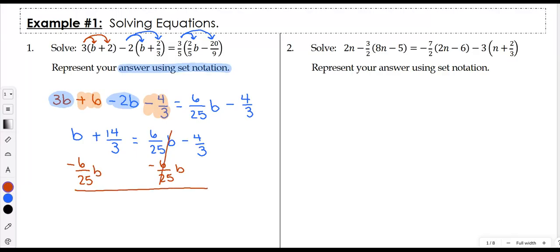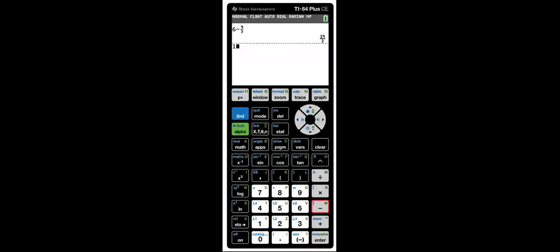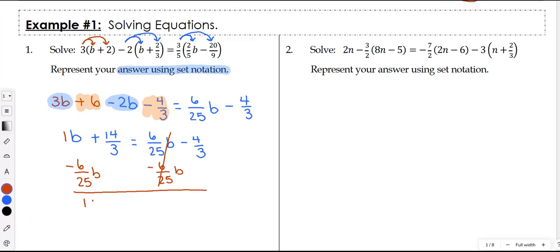So here, if I'm putting this into my calculator, I'm going to press 1 and I'm subtracting this fraction. All right, so we got 1 and I am subtracting a fraction, so minus alpha y equals, we got the 6/25, enter, we get a 19/25. 19/25, we got the b. Bring down that 14/3, bring down the equal sign, bring down the negative 4/3.